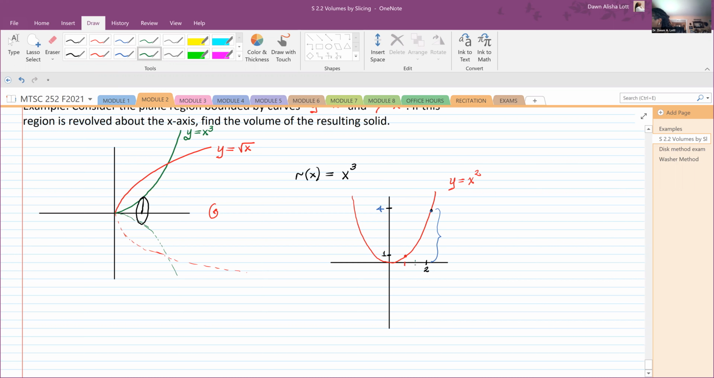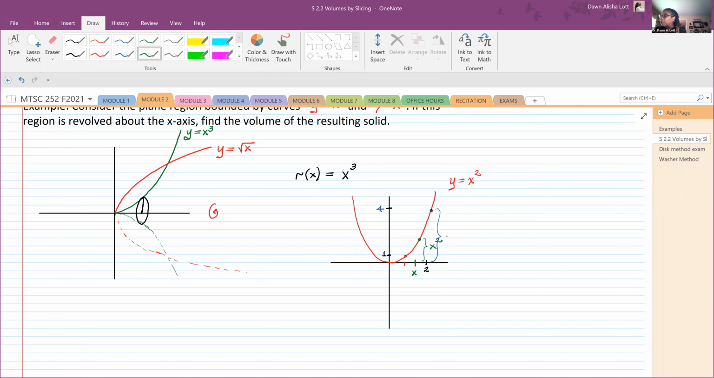Now let's choose an arbitrary value. I don't know what it is. This is x, and I go up to the curve. How high is that distance? x squared. It is x squared, because that's the value it would have on the curve.